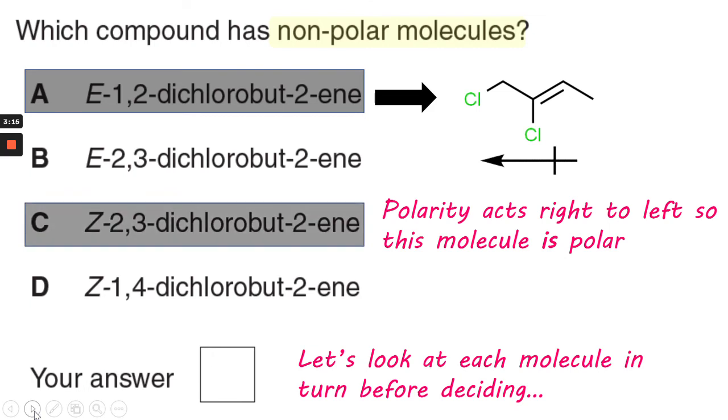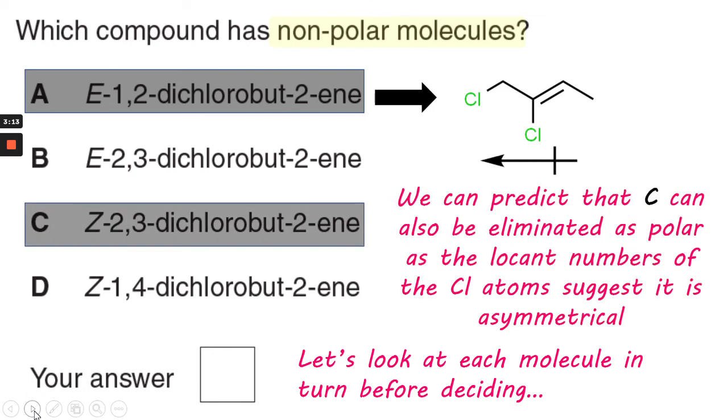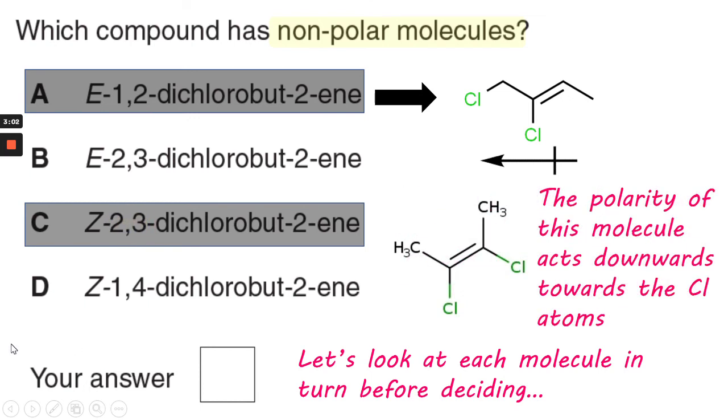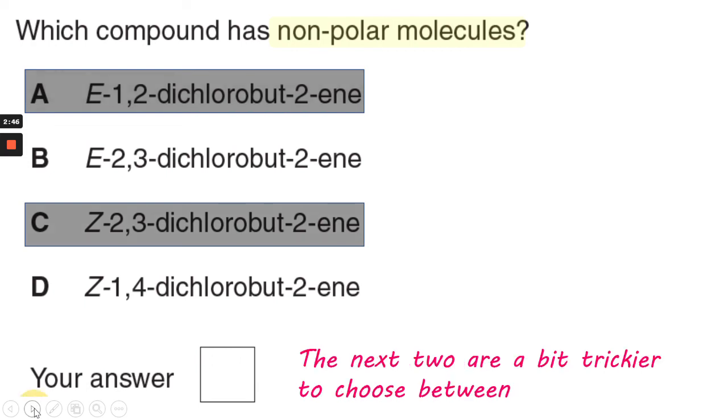Let's look at Z-2,3-dichlorobutene. We can predict that C can also be eliminated because the location of the chlorine atoms suggests it's asymmetrical. So why is this? Let's look at the direction of the polarity. This is the slightly positive end. This is the slightly negative end. So therefore the dipole acts in the direction of the chlorine atoms. So that's a polar molecule, so we can't consider that one either.